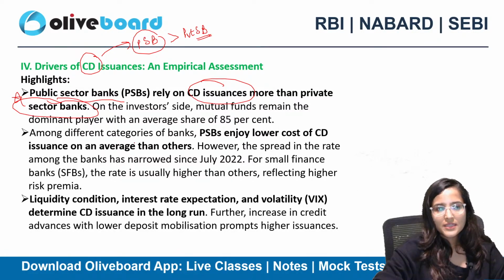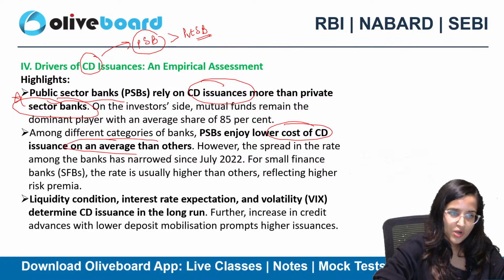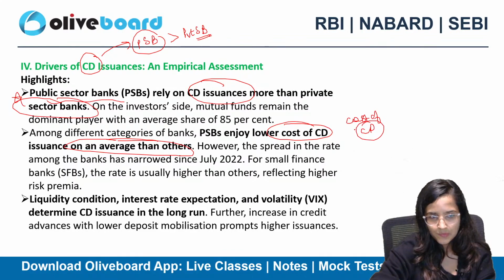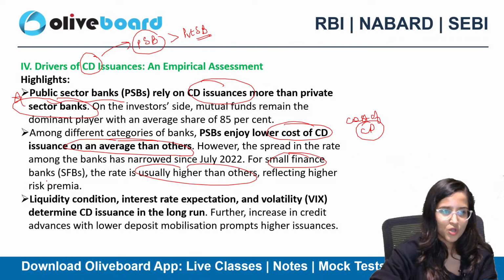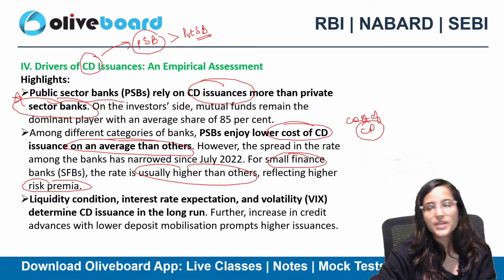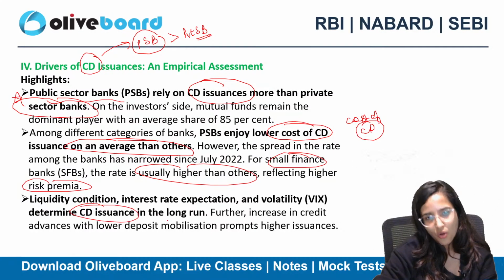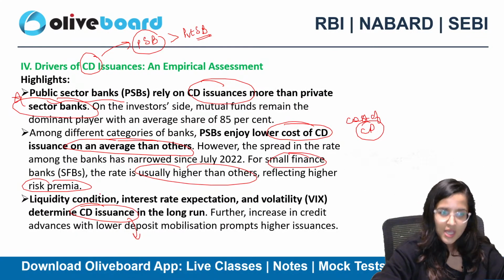Then PSBs enjoy lower cost of CD issuance on an average than others. So the cost of certificate of deposit is less for the public sector banks. And for small finance banks, the rate is usually higher than the others, because of the risk premium. Liquidity condition, interest rate expectation, volatility, these determine the CD issuances in the long run. So in the long run what determines the issuance of certificate of deposits? The liquidity conditions, the interest rate expectation, and the volatility.